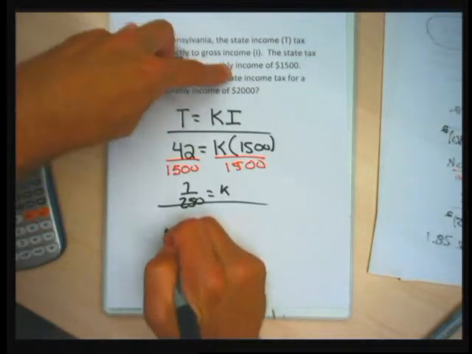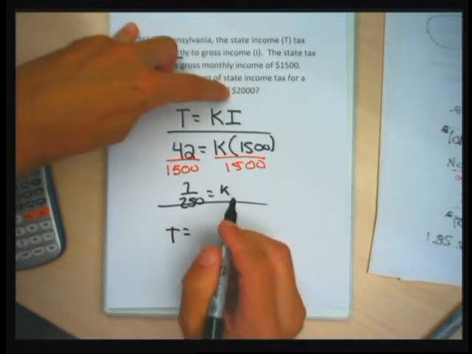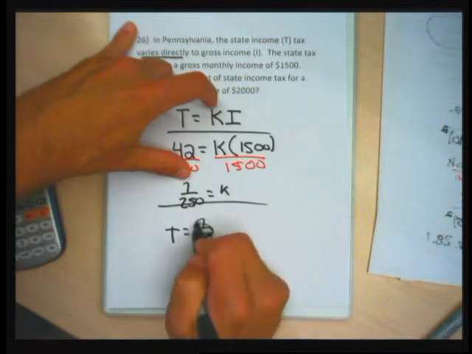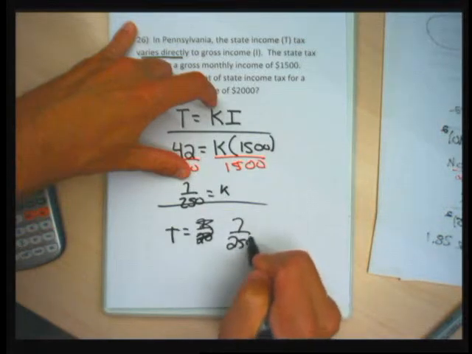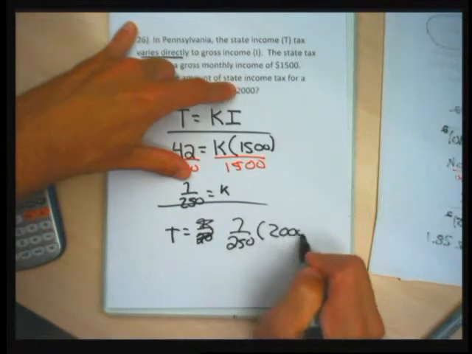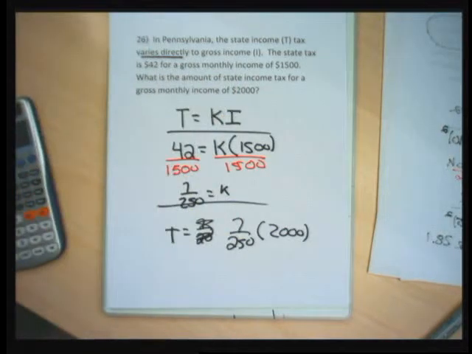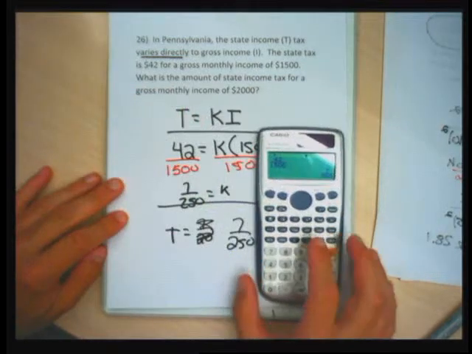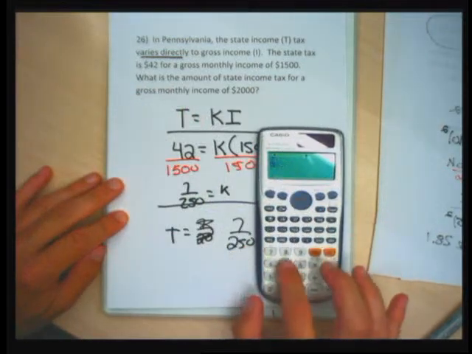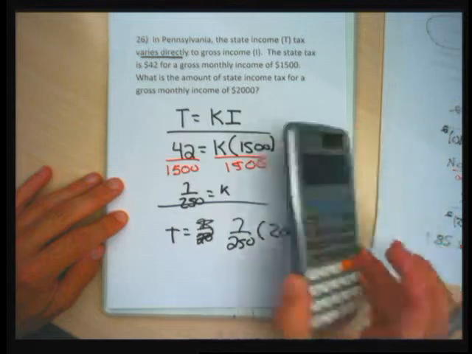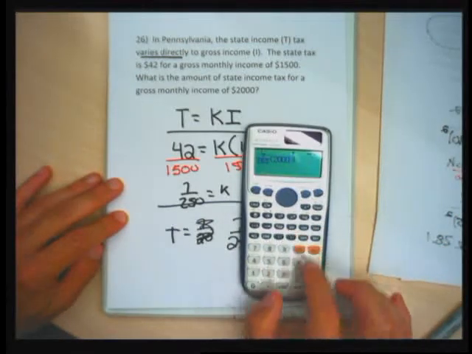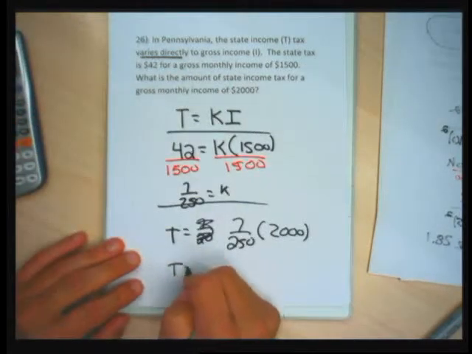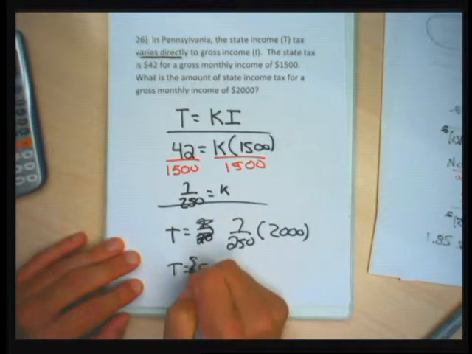I want to find the tax t for the monthly income of 2,000. So I'm going to take 7 over 250, plug it into my equation for k, and plug in 2,000 for the income, and I'll find out the tax by just doing this computation. Again, my calculator does fractions so well that I don't care. I have an ugly fraction here. So it's 7 over 250 times 2,000, and I get $56 for my tax. So my tax equals $56.